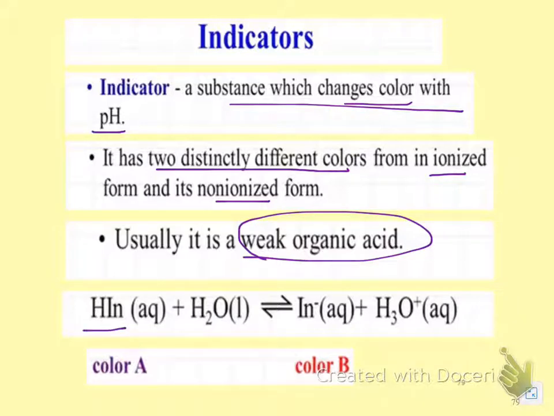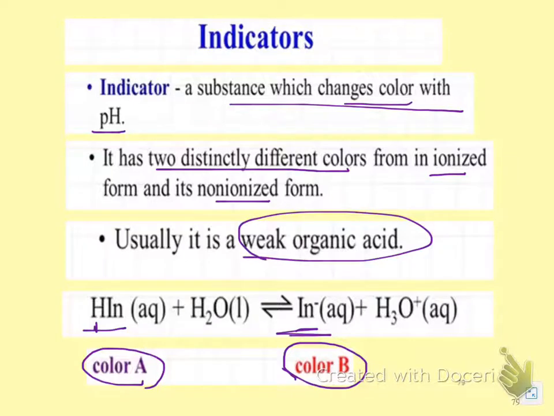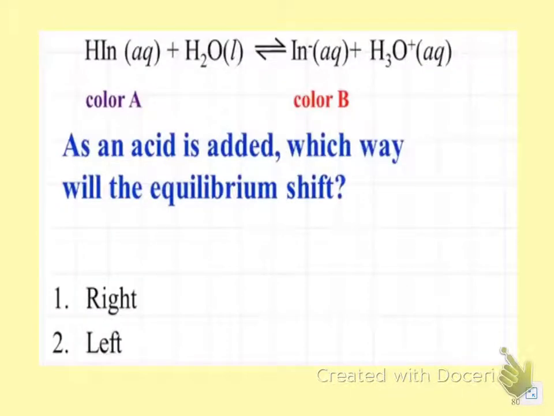They are usually weak organic acids, and they have an equation that goes like this. So here's the indicator. This H would indicate that it's a weak acid. In is just the anion. It becomes ionized, and so when it's an acid, it's one color. When it becomes ionized, after losing that proton, it becomes a different color. And that color shift tells you that that change has occurred.